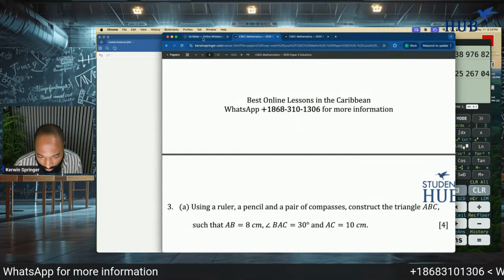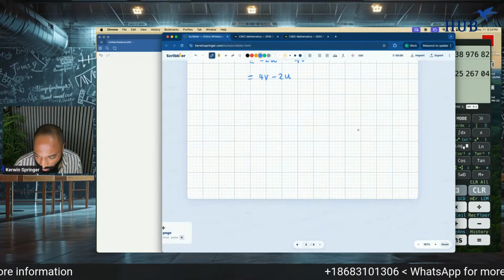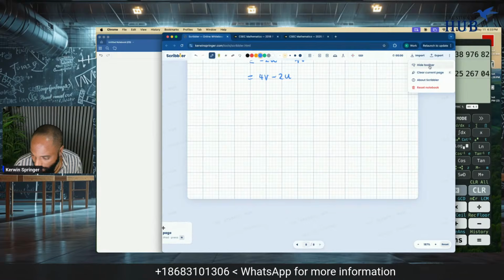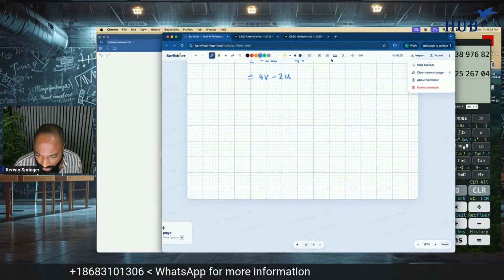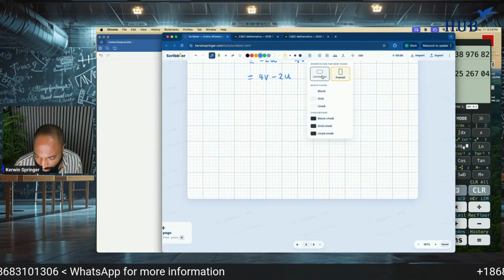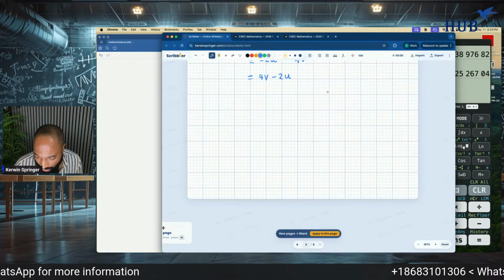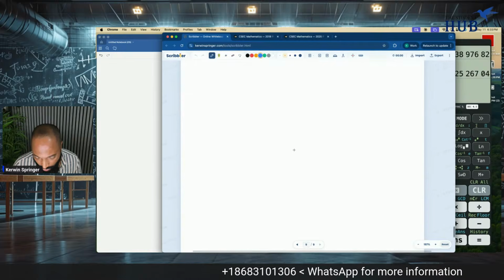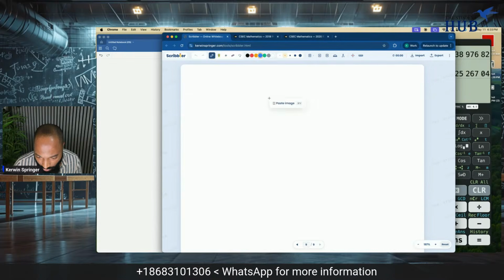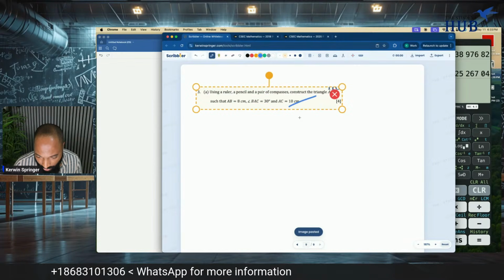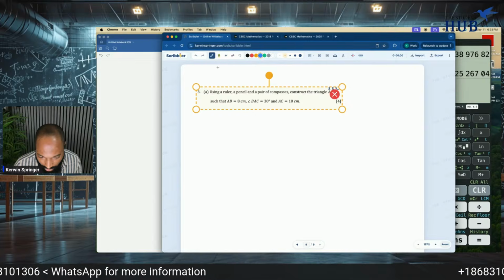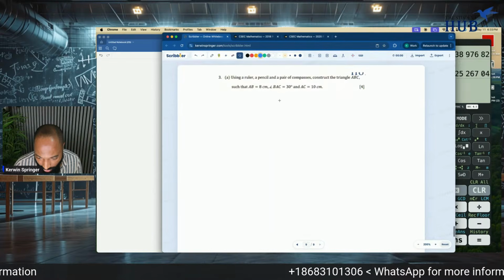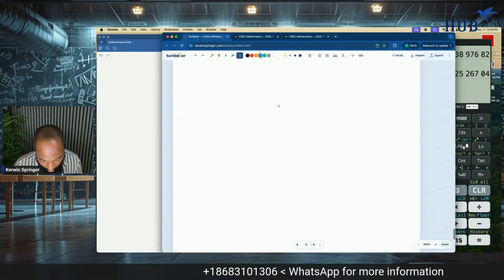Actually, let's see if I bring up the scribbler and I do it on the scribbler instead. New page. Always do this again, I forgot. And we want blank. So we're trying to do this. Let's go, folks. Using a ruler and a pair of compasses.